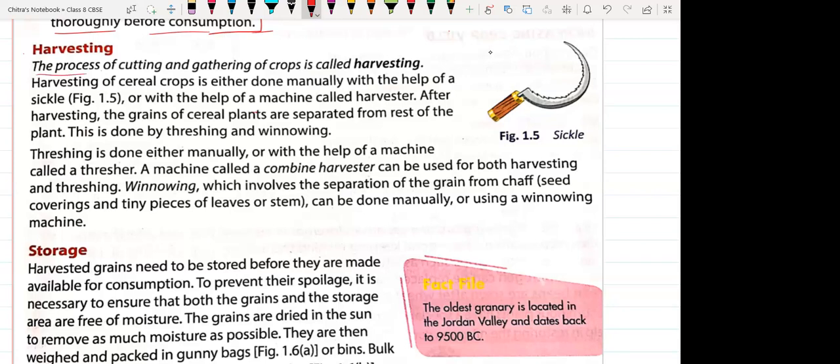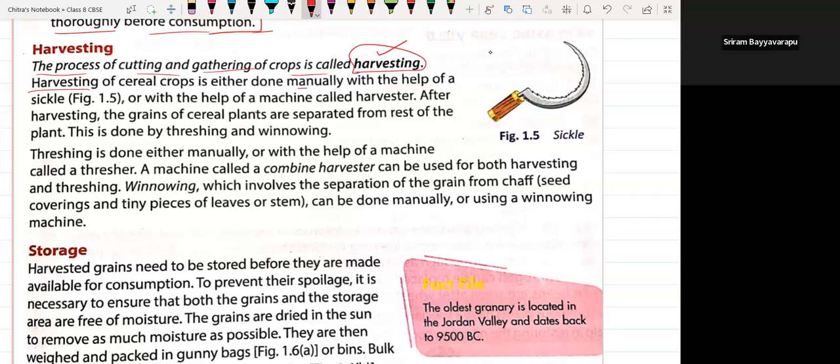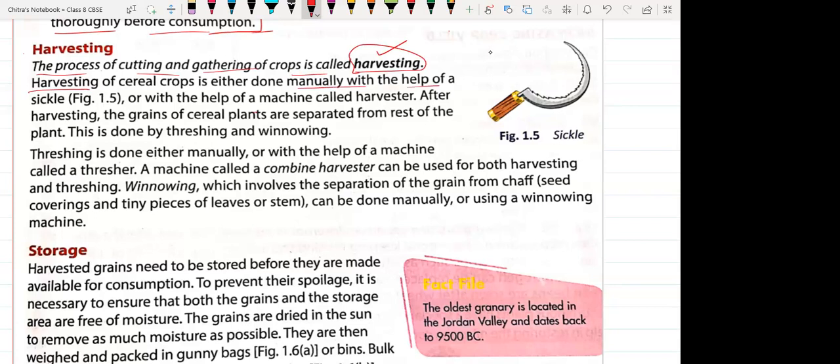The process of cutting and gathering the crop is called harvesting. Harvesting of the cereal crop is either done manually with the help of a sickle. This instrument is called a sickle. Or with the help of a machine called a harvester.